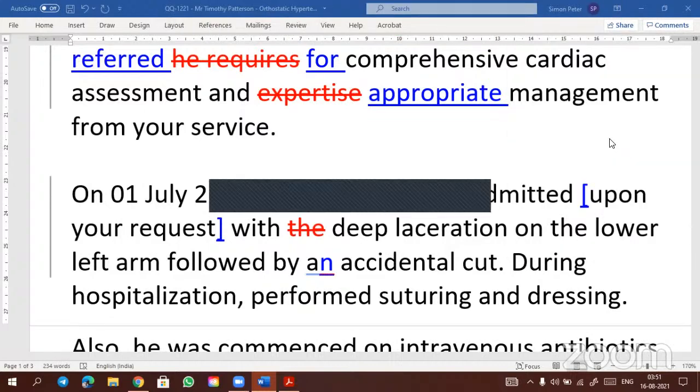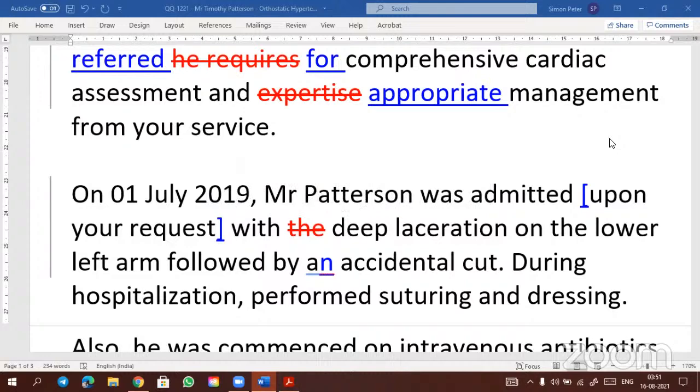Fine. So cut followed by cut. Deep laceration, deep cut followed by an accidental cut. So here deep laceration is followed by another cut. So which happened first? Is it followed by or following? Okay. This laceration following an accident. Okay. Accidental cut by accident. Okay. Or due to an accident.